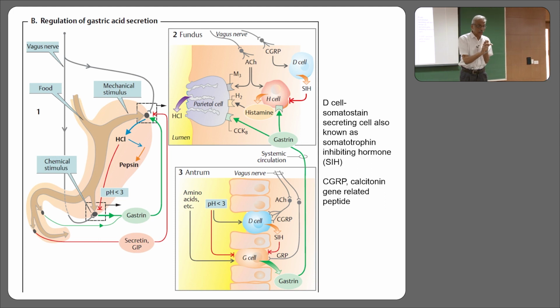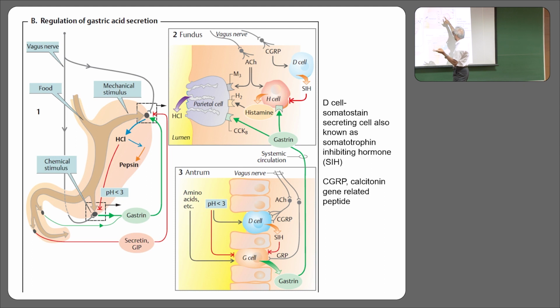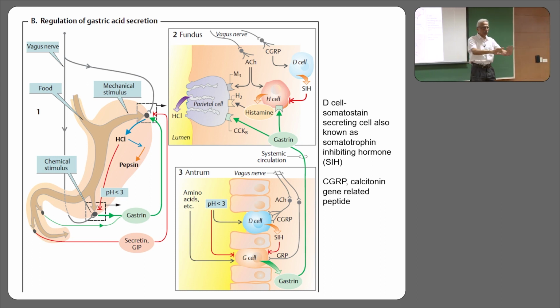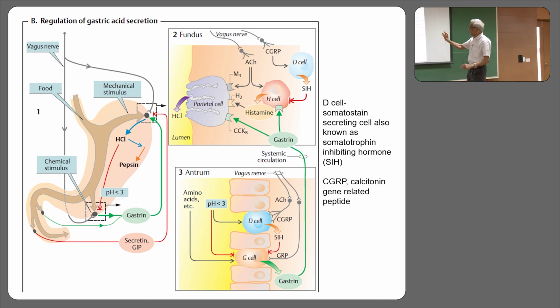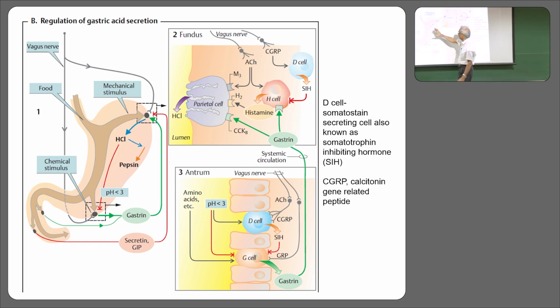So the parietal cell is stimulated with acetylcholine via M3, histamine via H2, and CCK and gastrin via CCKB. These are all the 3 stimulants. Now let us go to this original diagram and try to understand.